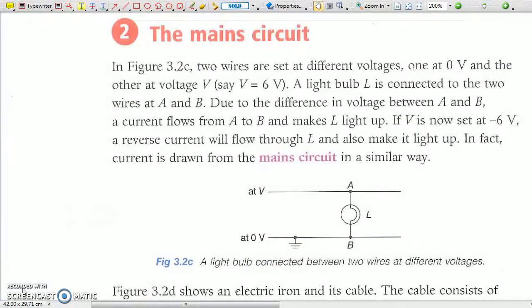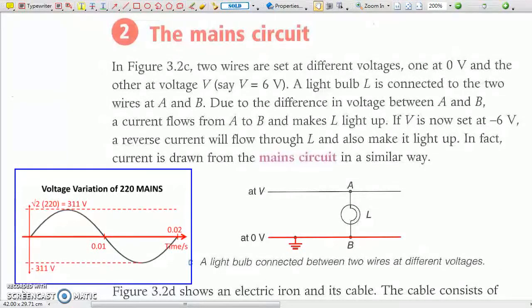2. The mains circuit. The two terminals of the 220 volts mains are called live and neutral. The potential of the neutral is always 0, as it is earthed. The potential of the live changes between positive 311 volts and negative 311 volts, with a frequency of 50 Hz.